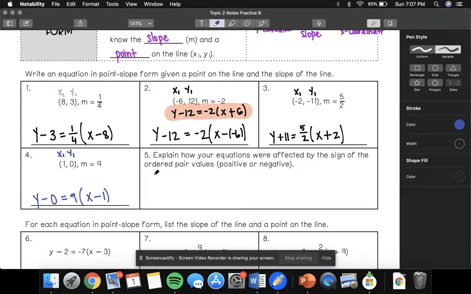Okay, so we can say something like, when ordered pairs are positive, we will see subtraction, because that is what the formula has. It has a subtraction problem. But if they are negative, then we would have minus a negative value, which is the same thing like adding a positive.